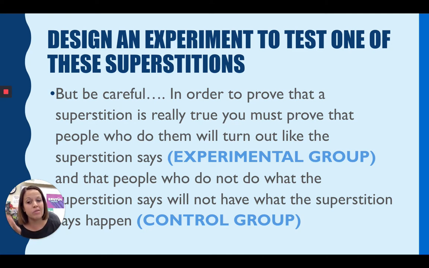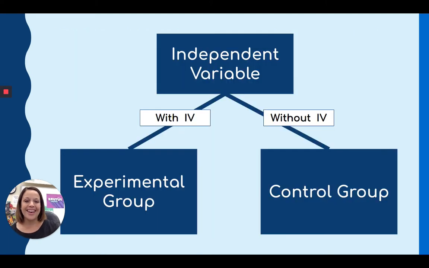Does an apple a day really keep the doctor away? Okay, so here's a little chart for you. In any experiment, we have an independent variable. We learned that, right? So my independent variable would be whether I eat an apple or whatever the superstition is. Then I'm going to have two groups. The group with the IV is the experimental group. I'm experimenting on them. I want to know, does that IV, that independent variable, have an effect? Then I have a control group, a group without whatever variable I'm going to change, okay?